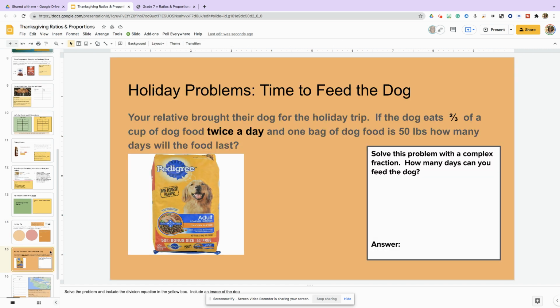And of course, there would be no holiday party complete without a problem based on our family furry friends. So they're going to be writing a complex fraction to determine how many days this 50-pound bag of dog food will feed our furry friend if he eats 2/3 of a cup twice a day.